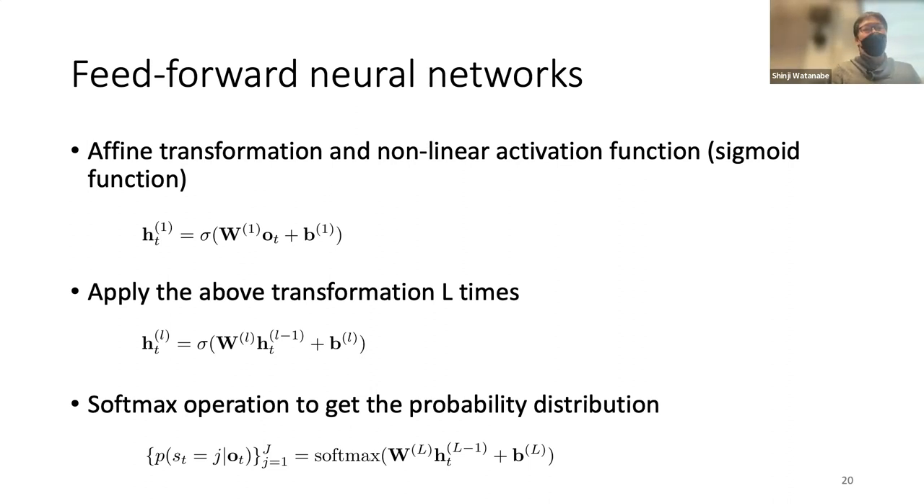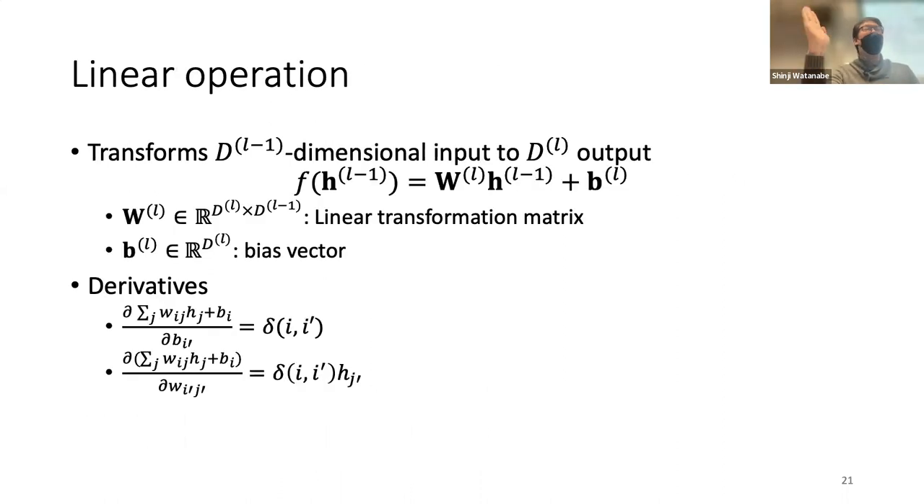Let's talk about each operation. The first one is linear. This converts one vector to another vector with a different dimension, right? And in general it has a bias vector. So this is a very simple transformation, just linear, and the model parameters would be this matrix and the bias.